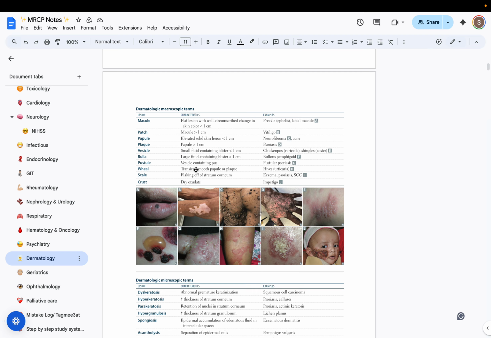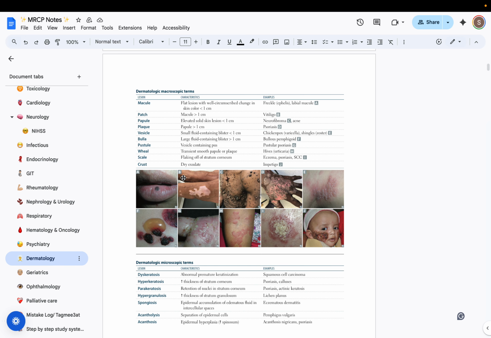A pustule contains pus. A wheal is transient. It could be a papular plaque, so it's an elevated lesion, but it's transient. A scale is flaking, and a crust is a dried exudate from the vesicle.